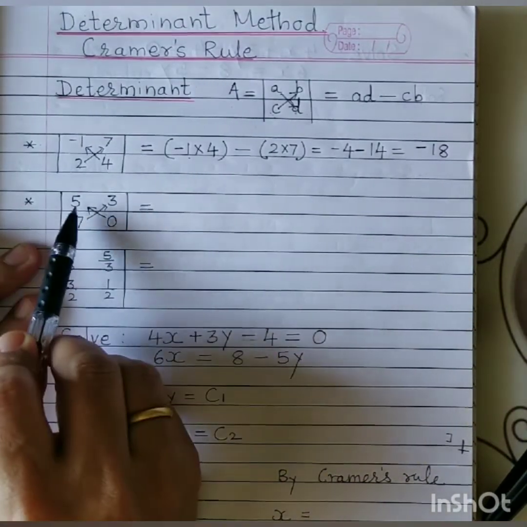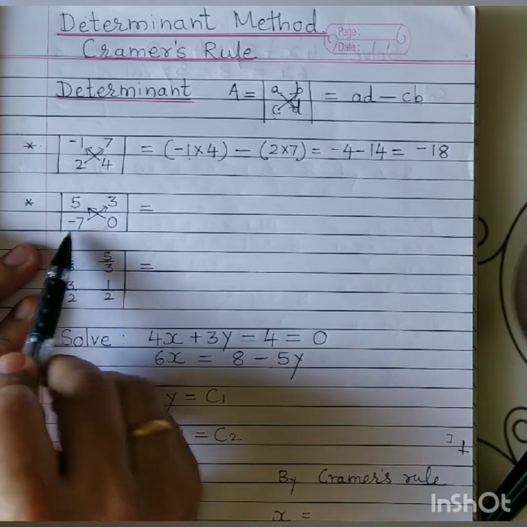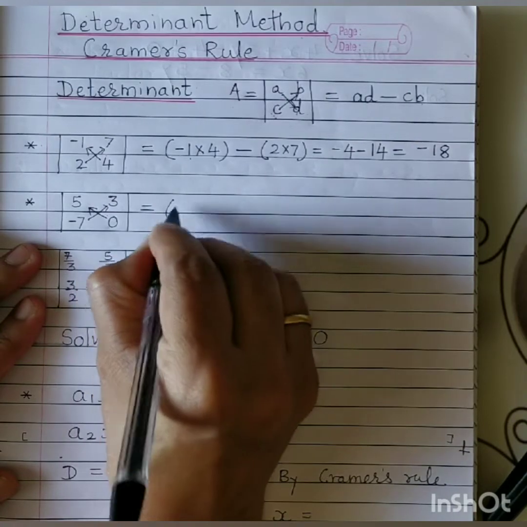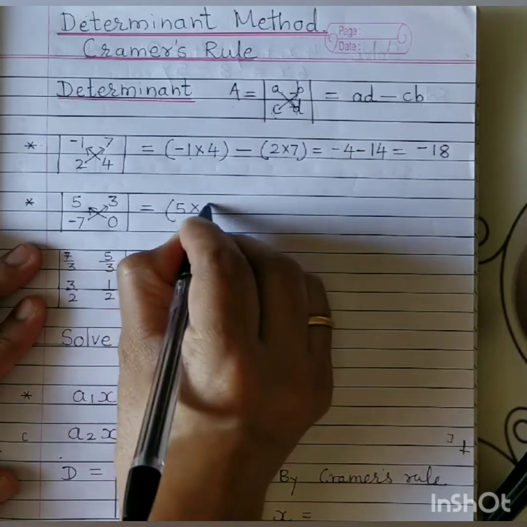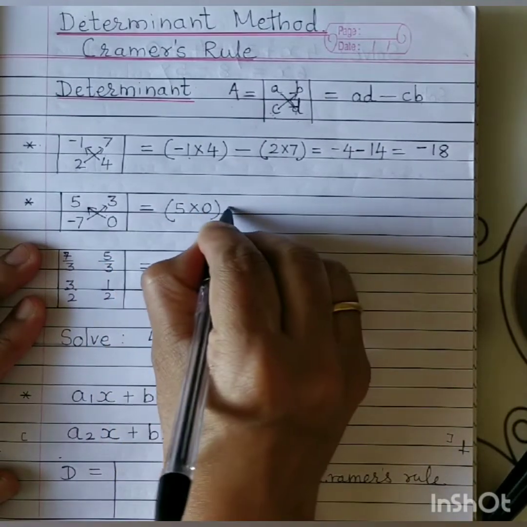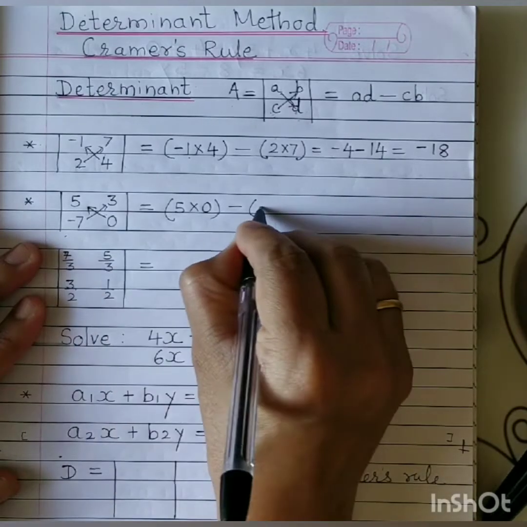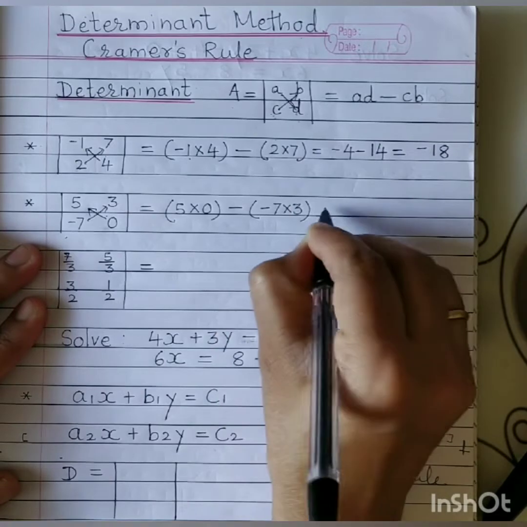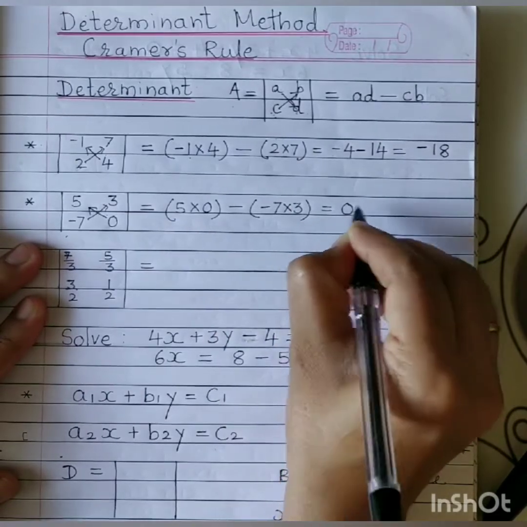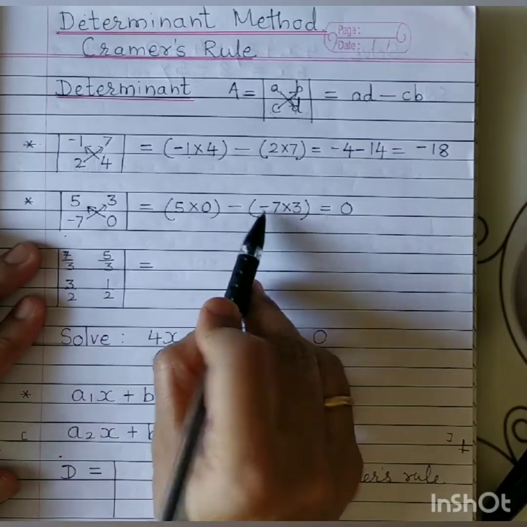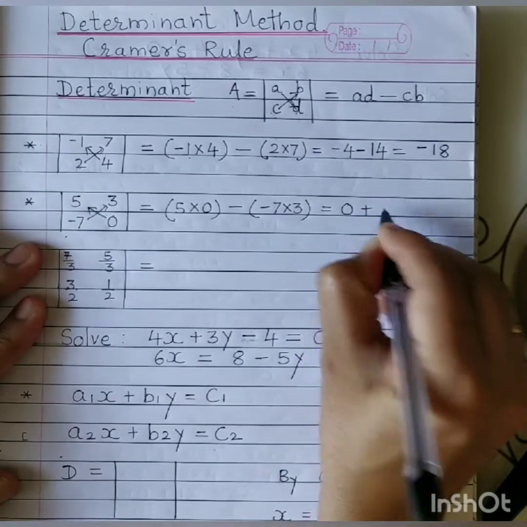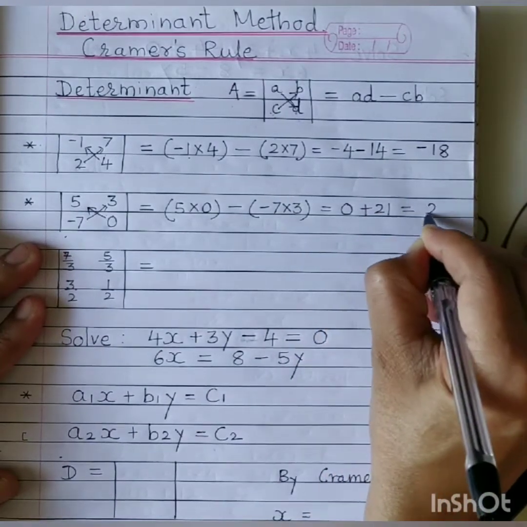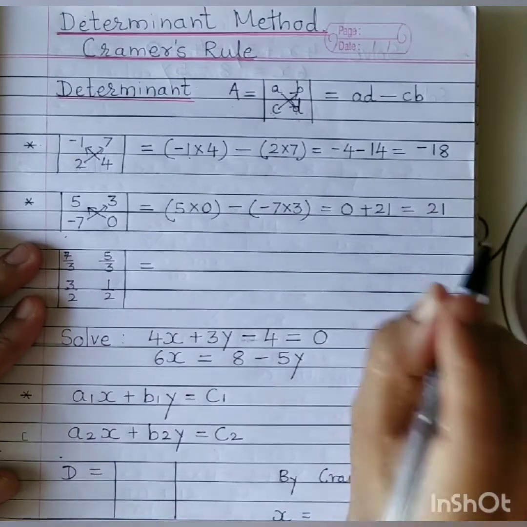One more example you see. Here the determinant is 5, 3, -7, 0. So when you do the cross multiplication, you will have 5 multiplied by 0 minus, see the numbers, -7 multiplied by 3. 5 into 0 is 0. Then this negative and this negative becomes positive. 7 3s are 21. 0 plus 21, the answer is 21.